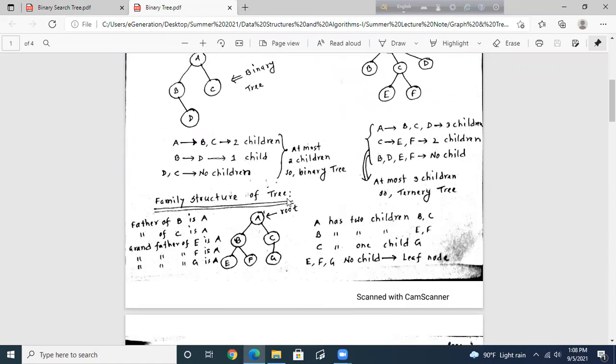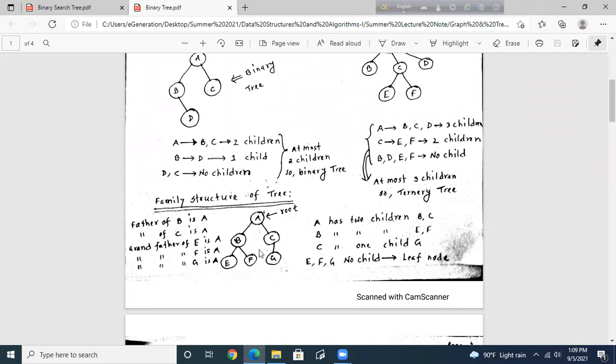Now, family structure of tree, young student. A is the root. Here A is the root because it has no father. Since A has no father, I can say that it is the root of that tree.